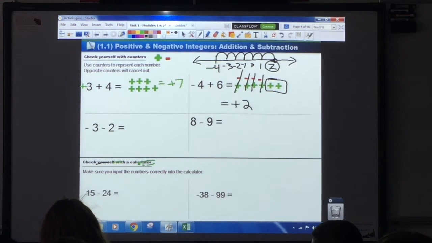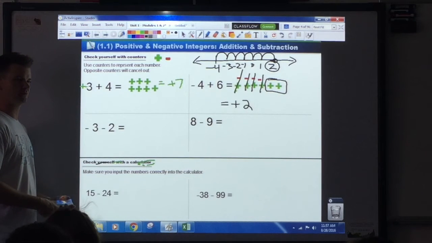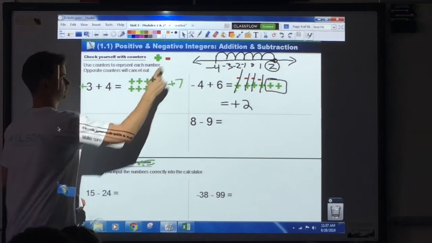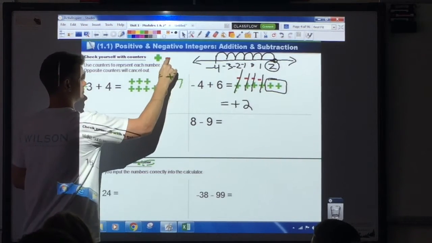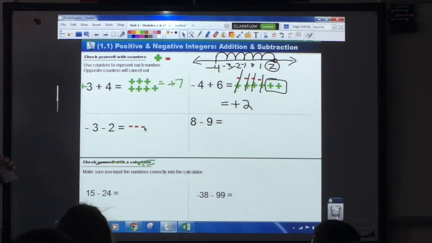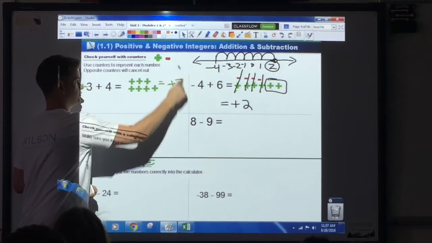Okay, so Liana, bottom left, we have negative 3, negative 2. So we'll start with the first number, Liana. Negative 3, which counters am I grabbing? The negative ones. So how many of those am I grabbing? 3. 1, 2, 3. Okay, so the first number is done. What's the next number? Negative 2. So we grab 2 more red counters.